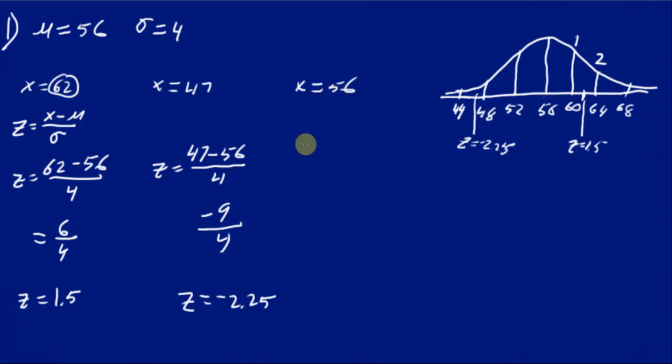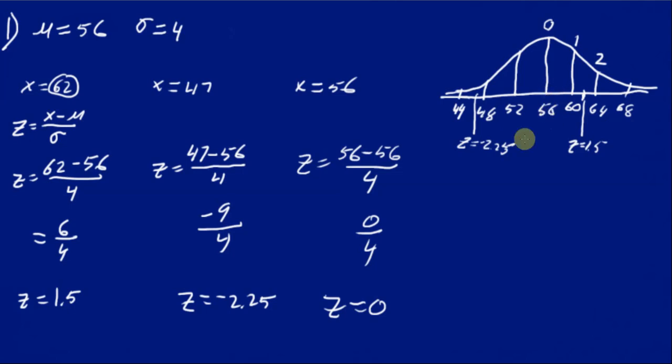All right, the final one is going to be a z-score of 56. So 56 raw score minus 56 mean, all over standard deviation of 4, simply gives me 0 divided by 4, or a z-score of 0, which is fine. A z-score of 0 is right here. I'm not above the mean, I'm not below the mean, so my z-score of 0 is exactly at the mean, and that makes perfect sense.